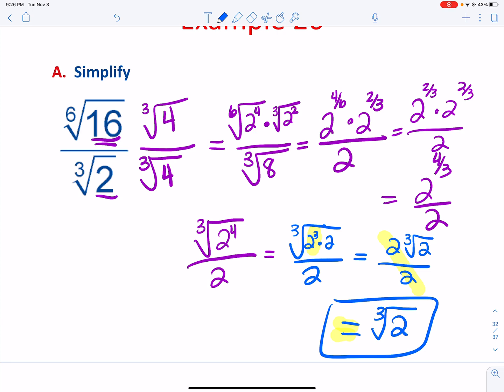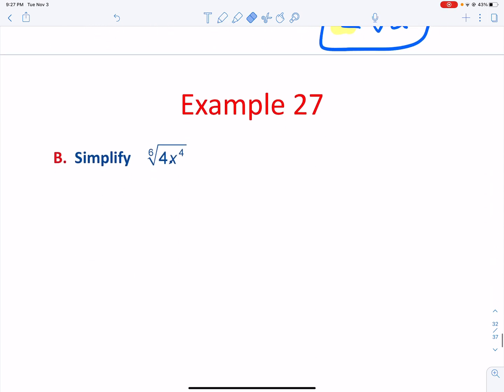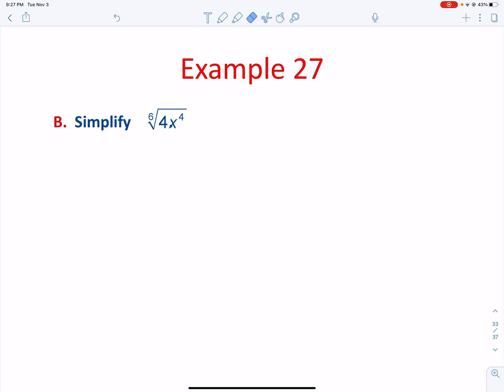I have no idea how you're going to do this problem without practicing it. So do your homework and then email me any questions that you have. So try this one. If I were you, I would rewrite this to begin with.